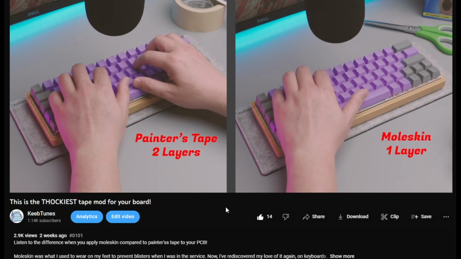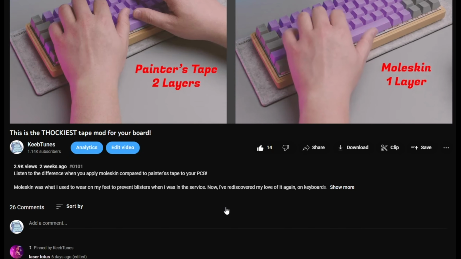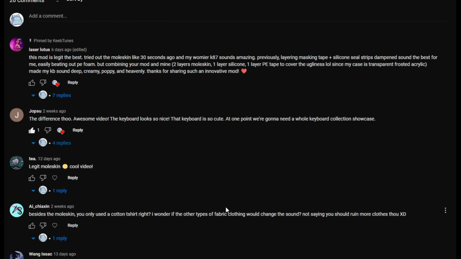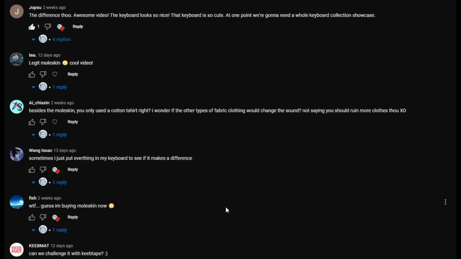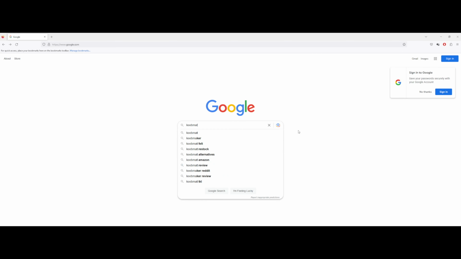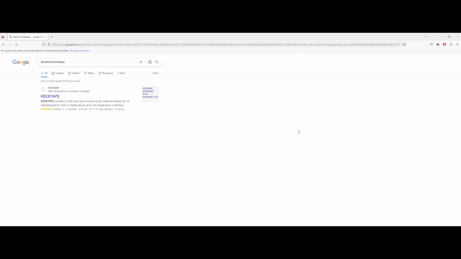Hey guys, a few weeks ago, I made a video comparing my Moleskin tape mod against painter's tape, and my overall impression of it was that it drew a deeper, dockier sound than painter's tape. But I was challenged by Keebmat to compare their Keebtape against the Moleskin. So naturally, I got on Google and went to their website and ordered some Keebtape and some mats and waited patiently for them to come in.